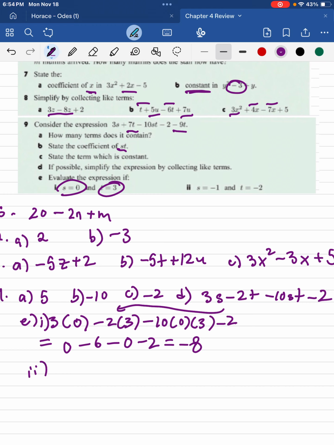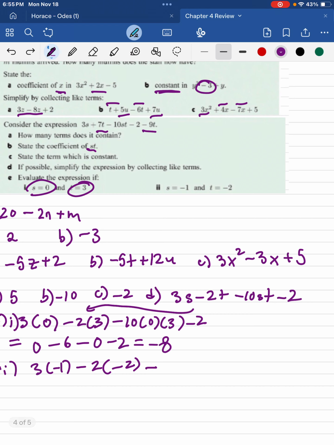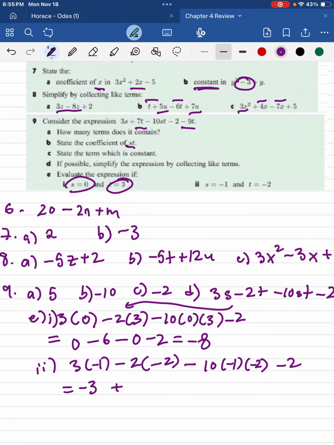Finally, we'll get to part 2 of part E. 3 times negative 1 minus 2 times negative 2 minus 10 times negative 1 times negative 2 minus 2. It's going to be negative 3 plus 4. 3 negatives, 1, 2, 3. It's going to result in a negative value. 20 minus 2. It's going to equal negative 19, negative 21.